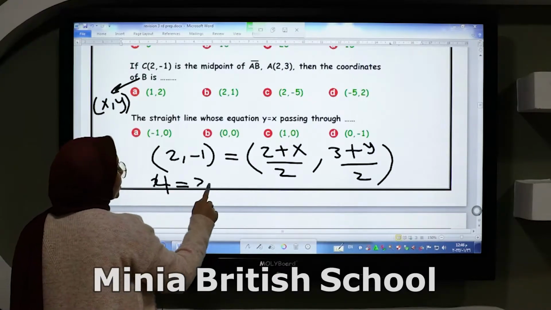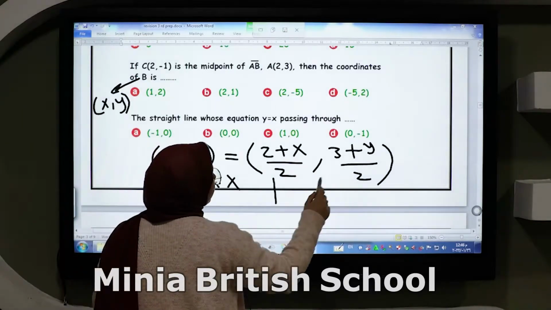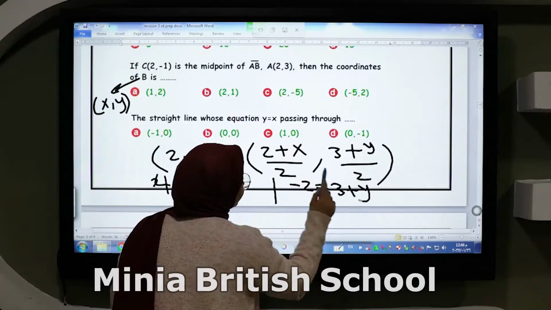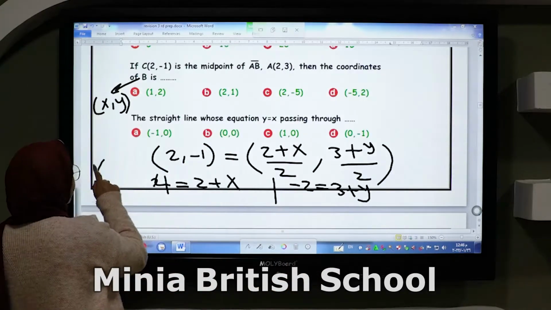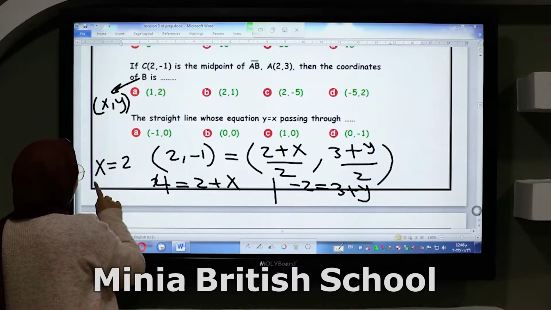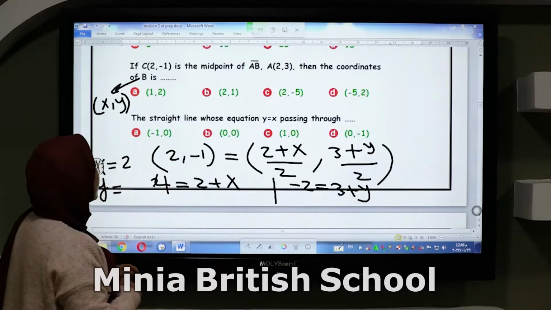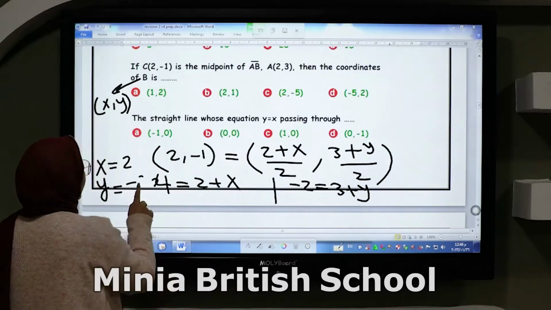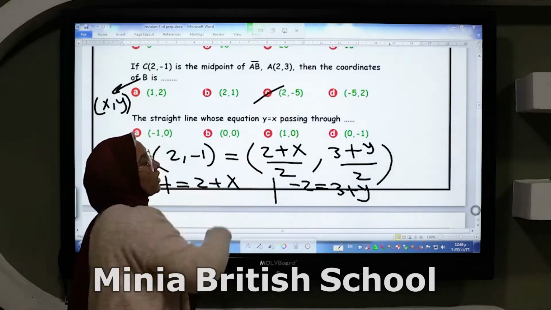Equal what? Equal 2 plus X. And also negative 1 times 2 equal negative 2 equal 3 plus Y. By solving the equation we get X equals 2 and Y equals what? Equal negative 5. So the answer is 2 and negative 5.